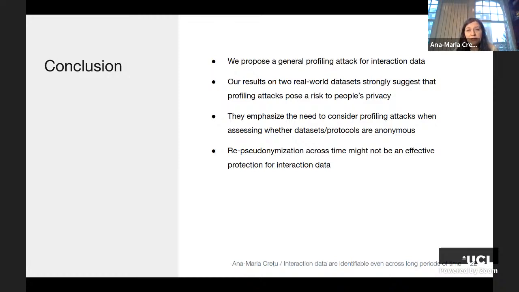And finally, there's this notion of re-pseudonymization that is being discussed even for contact tracing protocols. It's the idea that you don't just pseudonymize a data set or someone's data when collecting their data, but you change the pseudonyms over time. What we showed is that data that's being re-pseudonymized on a weekly basis might not protect against our attack.